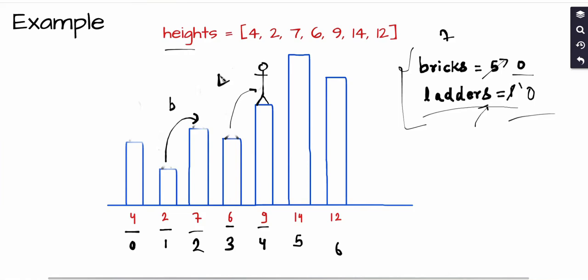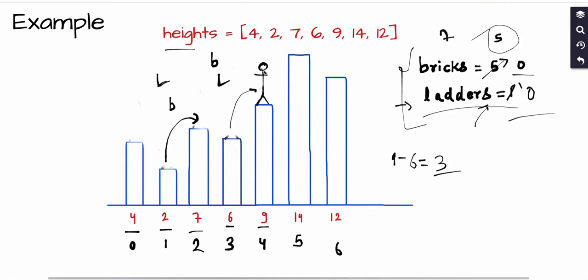If I do the opposite of this, that is use the ladder here and bricks here, would that be a better option? Let's see that. Let's say we use the ladder here. Fine. Then at this point on building number 3 I do not have any ladder, rather I have my 5 bricks remaining. So standing on building number 3 I ask whether I can jump to building number 4 using bricks or not, and the answer is yes, because the bricks that we require to jump to building number 4 would be 9 minus 6, that is 3, and we have 5 bricks at this point, and hence I can use my 3 bricks to reach building number 4.